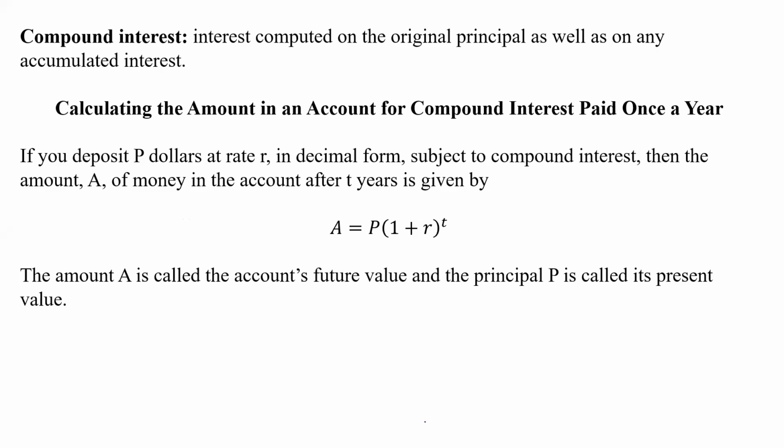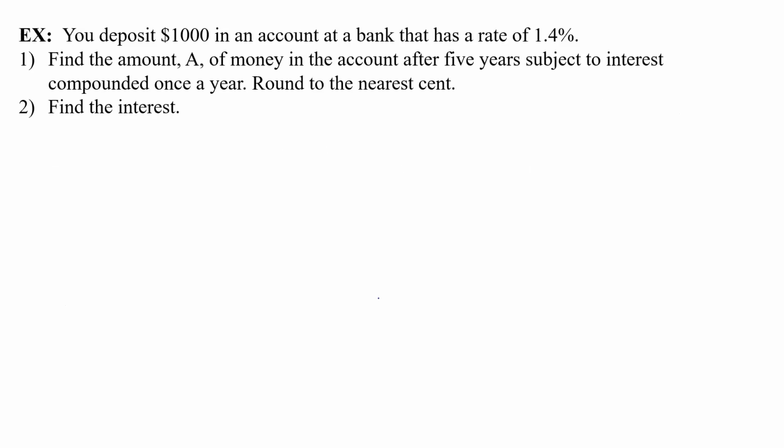So calculating the amount in an account for compound interest paid once per year, you're going to use the following equation. If you deposit P dollars at a rate of R, remember to convert it to decimal form. So if it's 5%, you have to put it as 0.05. Subject to compound interest, the amount A, which is our future value of the money in the account after T years, is given by A equals P times (1 plus R) to the power T. So A is the future value, P is the principal, R is the rate, and T is the amount of time.